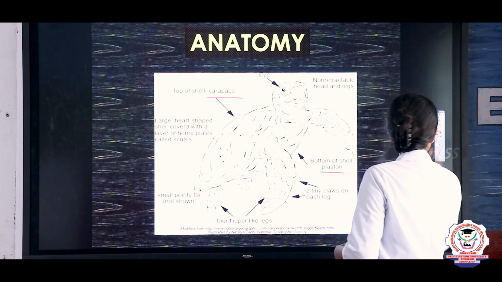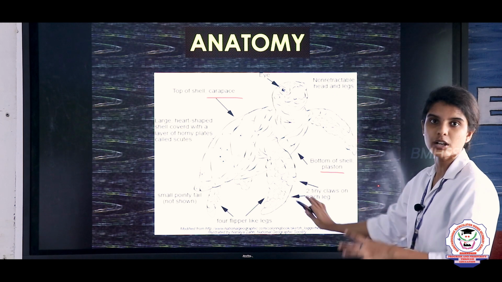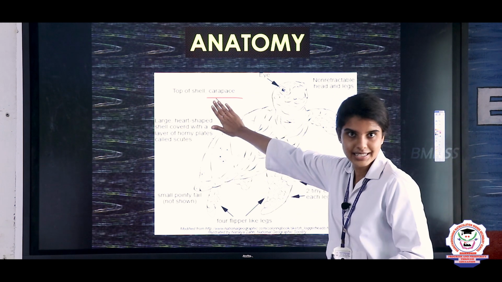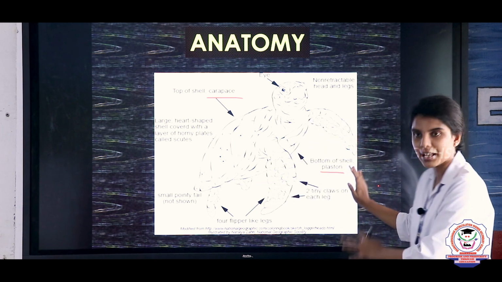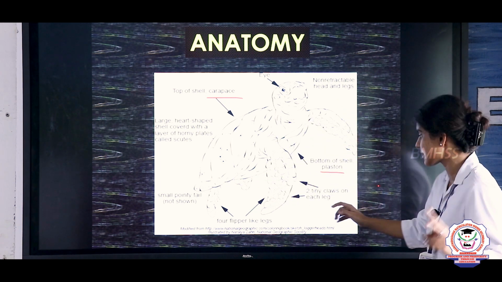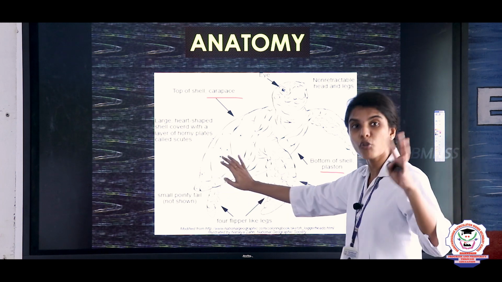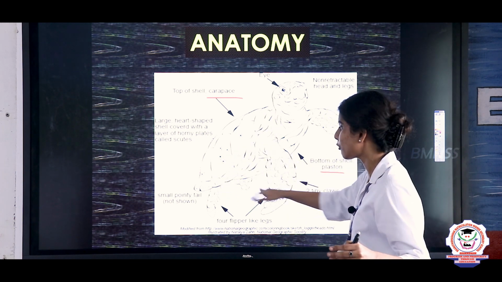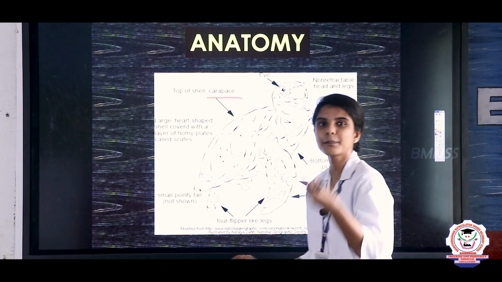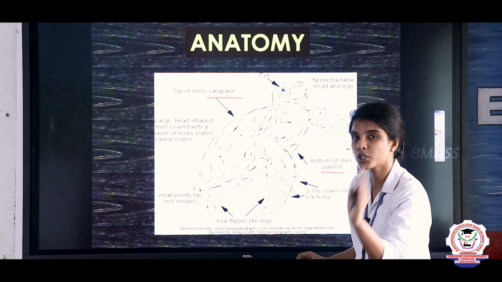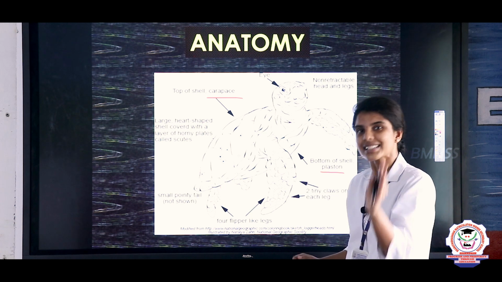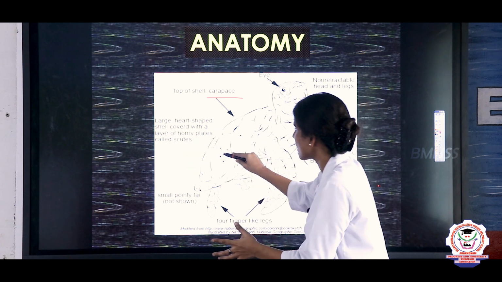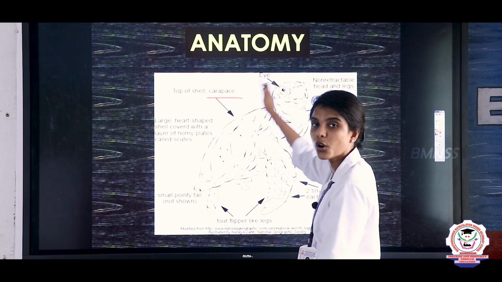Then this is all about the anatomy of the sea turtle. Let me repeat. The upper surface is called carapace, and the lower surface is called plastron, and it has 2 tiny claws on each leg, and it has 4 flipper like legs. Flipper means like this. It doesn't show the tail, but it has a tail. Then there is a scute. Scute means horny plates on the upper surface of the sea turtle.